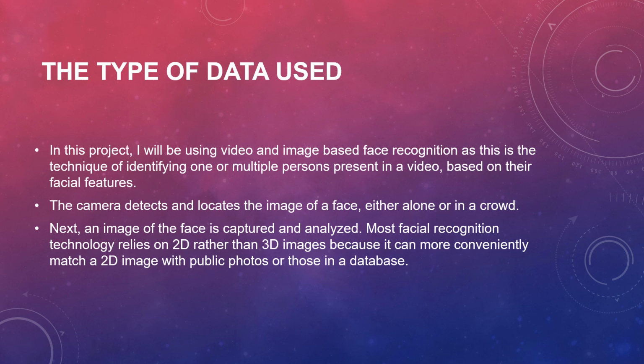The type of data used in this will be video and image, as it is a technique of identifying one or multiple persons present in the video based on facial features. The camera detects and locates the image of the face, either alone or in a crowd. The image is captured and analyzed. The technology mostly relies on 2D rather than 3D because it matches the 2D images with public images or those in the database.